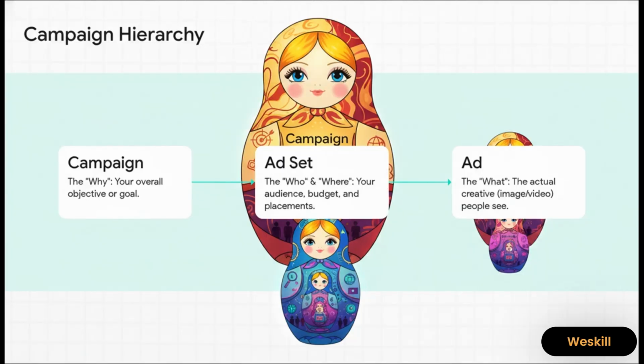The best way to think about this is kind of like a set of Russian nesting dolls. The biggest doll on the outside, that's the campaign. It defines your one big goal, your why. Then, inside that, you can have a few ad sets. These decide who you're talking to and where your ads are going to show up. And then finally, tucked inside each of those ad sets are the ads themselves, the actual picture or video, the what that people will see.